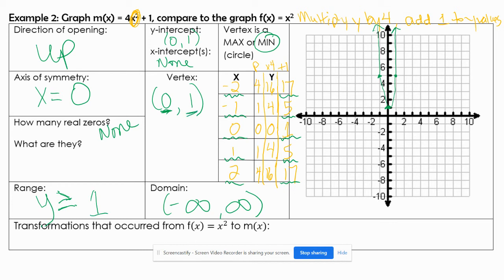And so what transformations happen? Well, we multiplied by 4, it got skinnier, it stretched towards the y-axis, and so this is a vertical stretch of 4, and then it moved the whole graph up 1 unit with the +1.